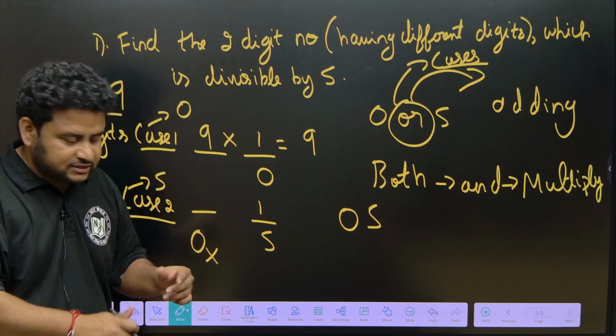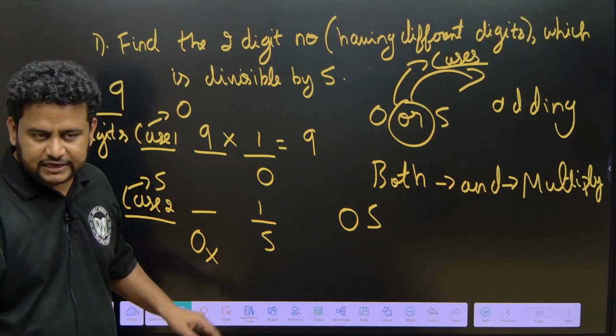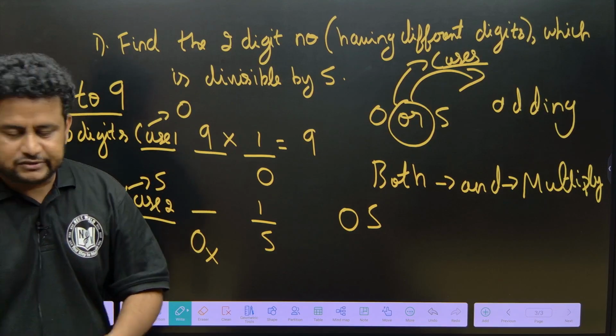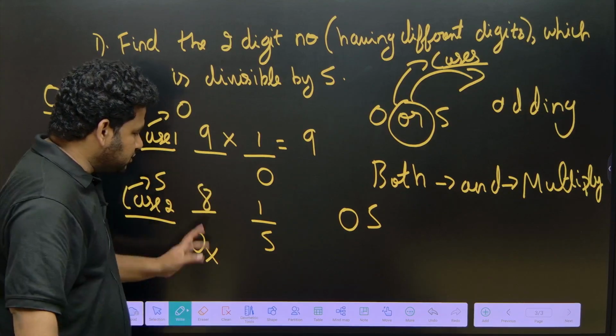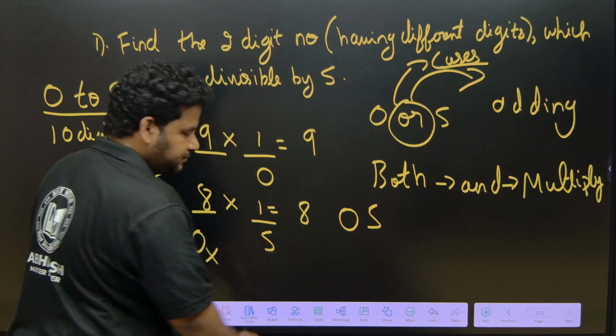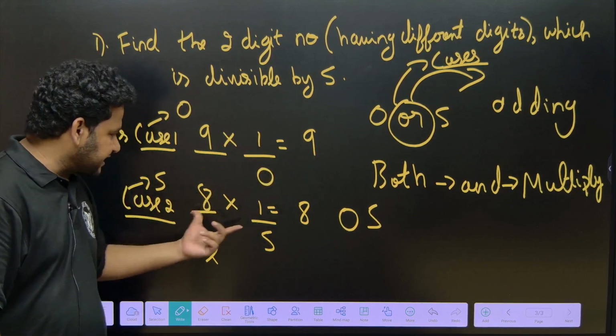Out of 9 digits, 0 also I cannot write. Why? If I write 0 here, it will become a single digit number. So out of 10, 2 are removed. Remaining how many are there? 8. So I should write 8 here. So I should combine 8 and 1. So this will become 8 into 1, this will be 8. Understood? So this is the first case, 9, and this is the second case, 8.